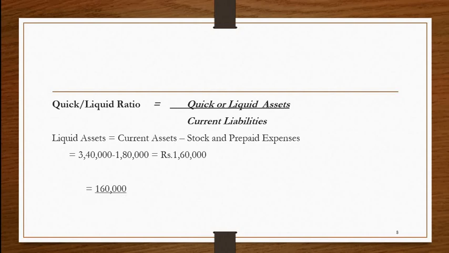So we already have the current liabilities, that is 1,67,000. So now we have to divide 1,60,000 by 1,67,000. Then you'll get the quick or liquid ratio as 0.96.